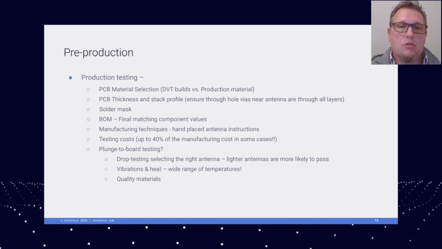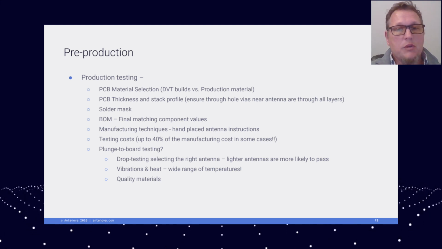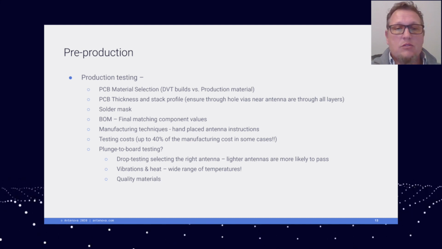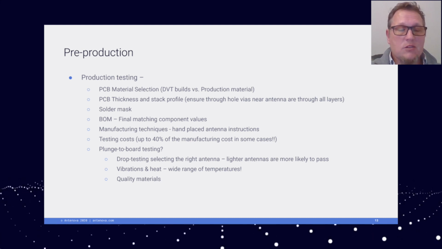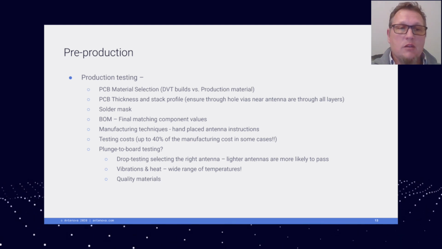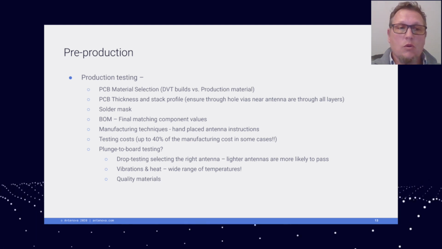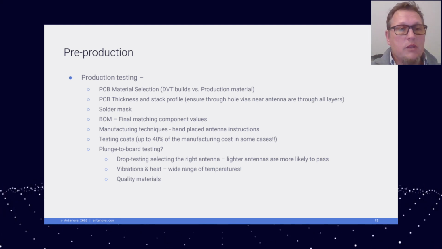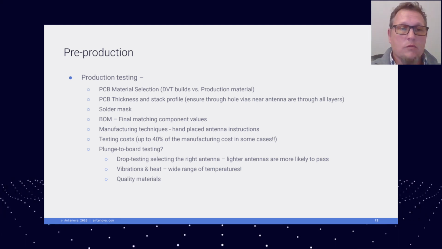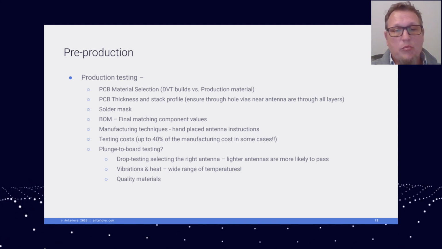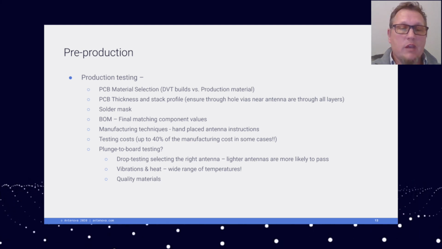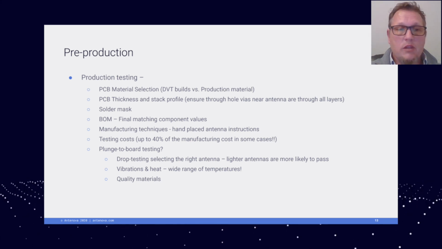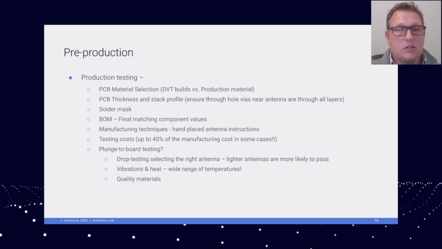You also want to make sure that you have manufacturing instructions in place if you're using an FPC antenna, to show clear guidance on where and how to mount that flexible printed circuit to your housing. Also consider your test costs of the certifications for FCC or PTCRB, or your carrier certifications. Those are going to be coming close to 40% of the manufacturing costs in some cases.